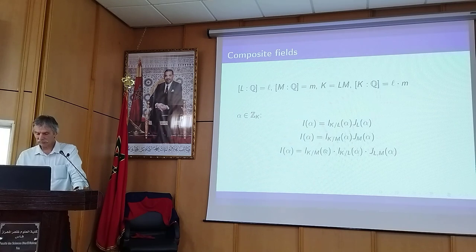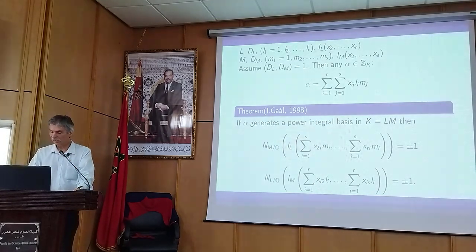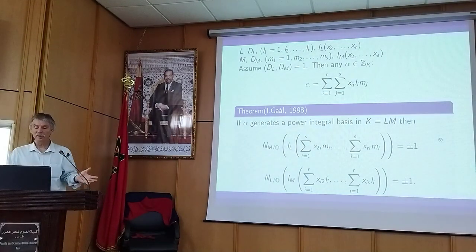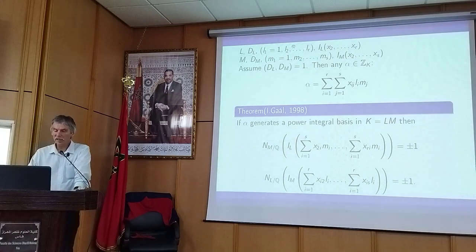Actually, the relative indices can be explicitly formulated as Diophantine equations, and this is one of my favorite theorems, because here we can explicitly describe those Diophantine equations which are equivalent to the relative indices equal to 1. So if the number field L has an integral basis 1, L2 and so on, LR, and I sub L is the index form corresponding to that integral basis of the number field L.